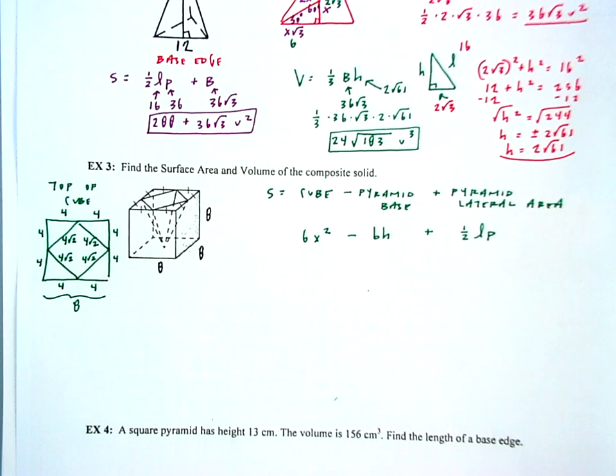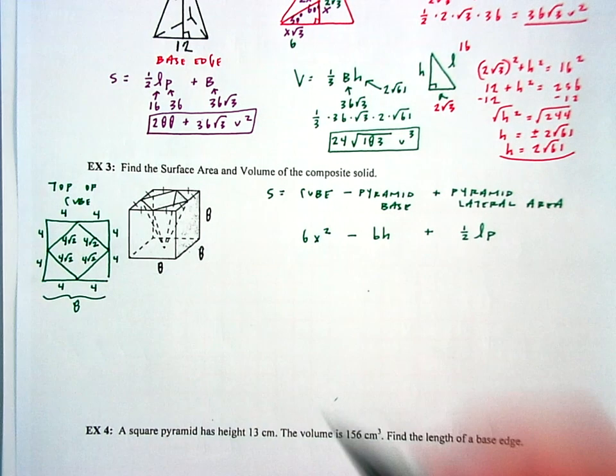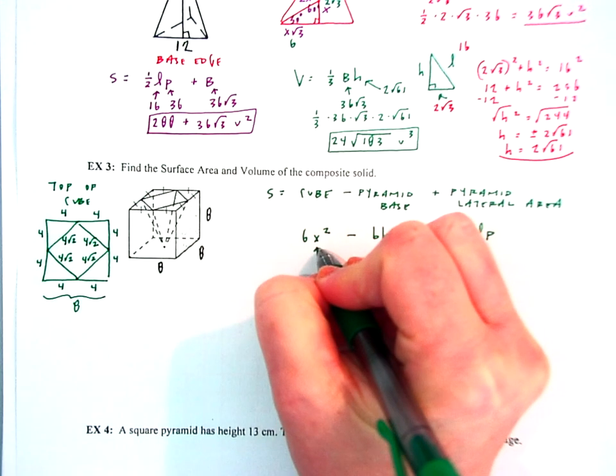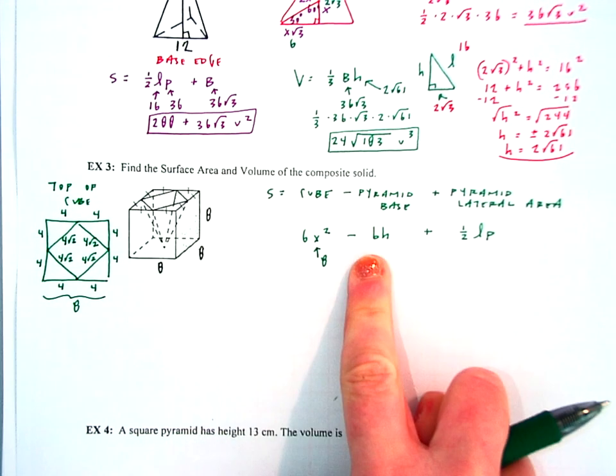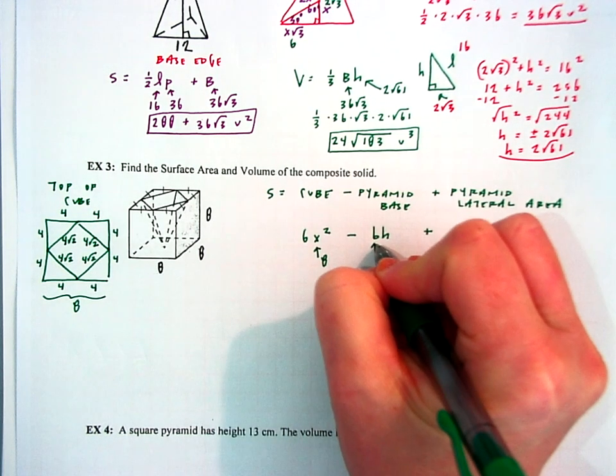Okay, so now I have all the stuff that I need to keep going. So I know that, let's see, the cube, each side is 8. So let's start there. Plug in an 8. Okay, my base of the pyramid, I know that that's going to be the 4√2 and the 4√2.